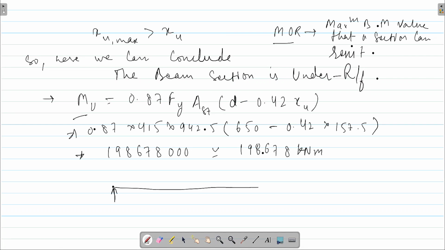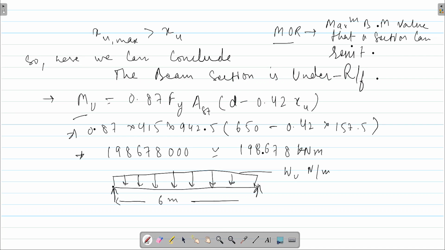Therefore, as given in the question, there is a simply supported beam, which is supported from both sides, having a UDL, sorry for the drawing, which has a value which we don't know, Wu kilonewton per meter. The span of the beam is 6 meter.